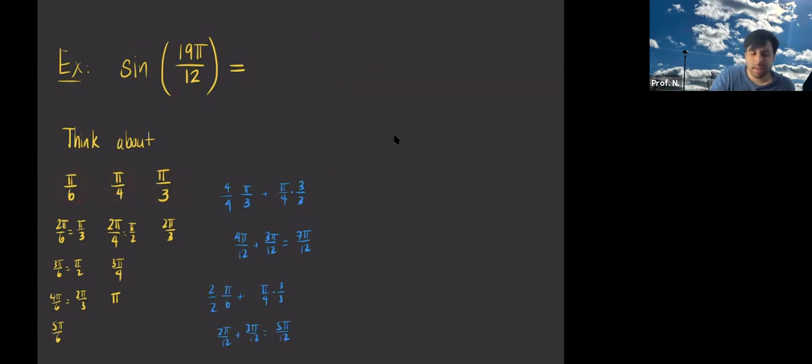So what do you guys think? What two numbers here, what two radian angle measures will add up to 19 pi over 12? Or maybe you have to subtract.